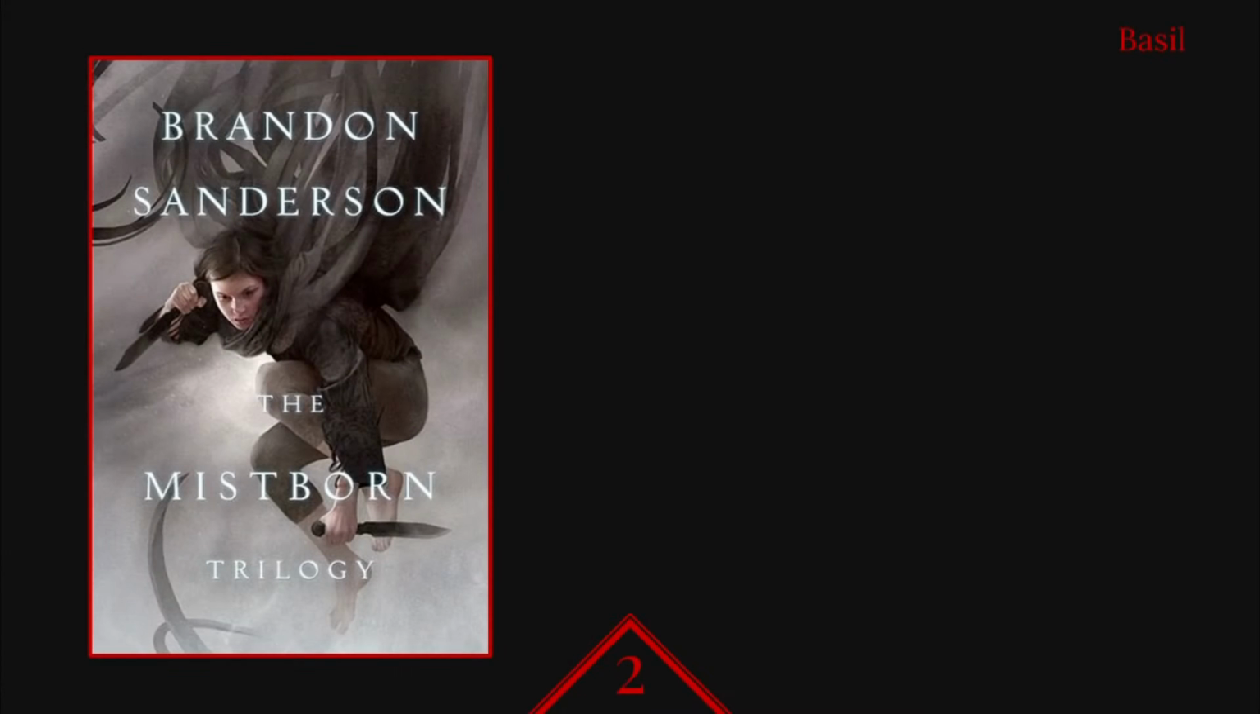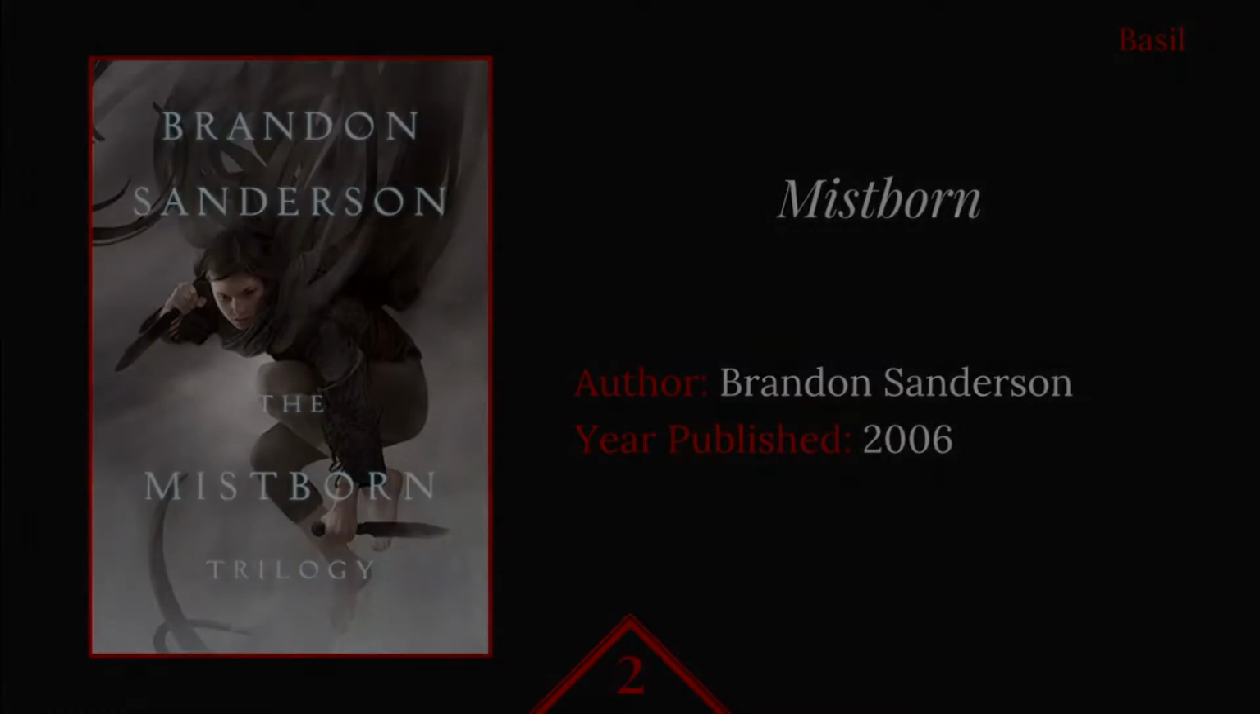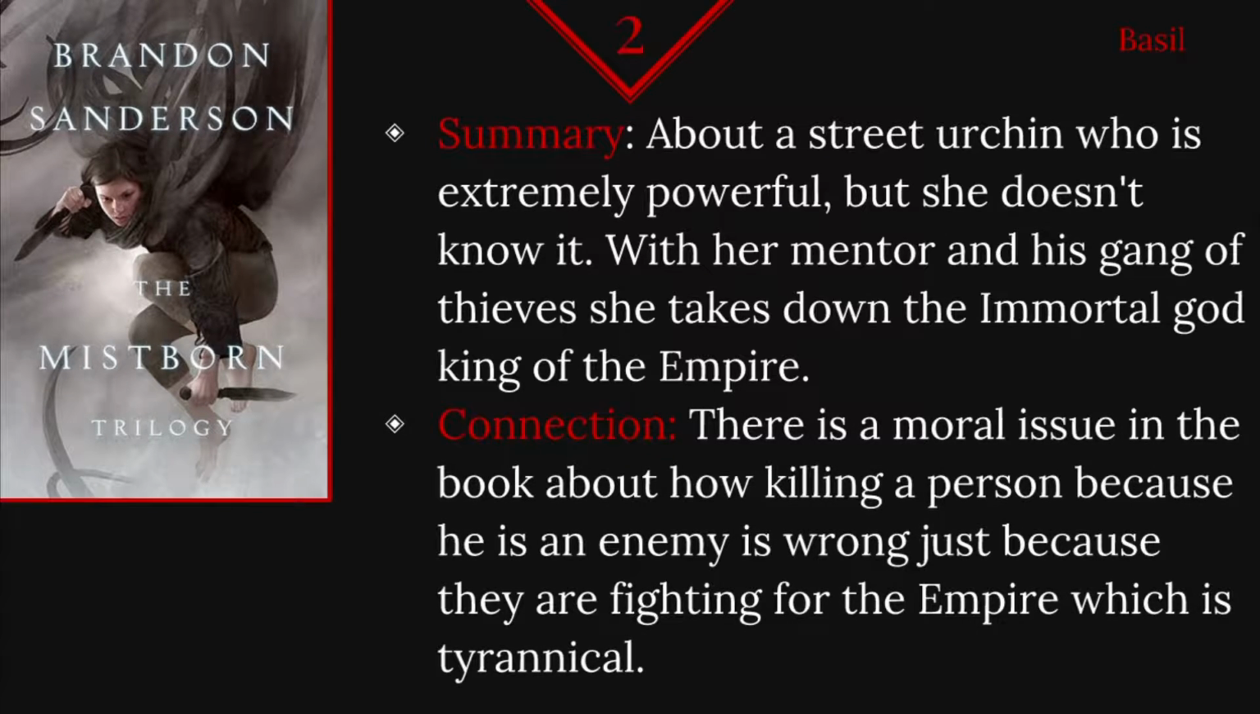The second novel is Basel's. The title is Mistborn, written by Brandon Sanderson, published in 2006. The story is about a street urchin who is extremely powerful, but she doesn't know it. With her mentor and his gang of thieves, she takes down the immortal god king of the empire. Now, how does this relate to the motif of morality? There is a moral issue in the book about how killing a person because he's an enemy is wrong just because they're fighting for the empire, which is tyrannical.